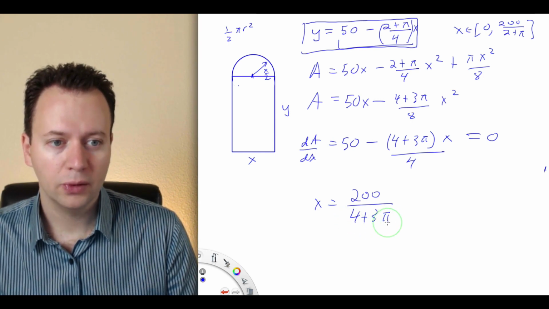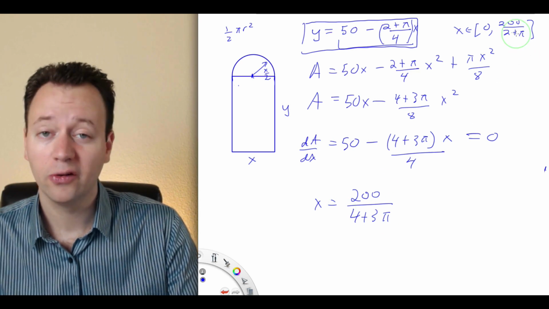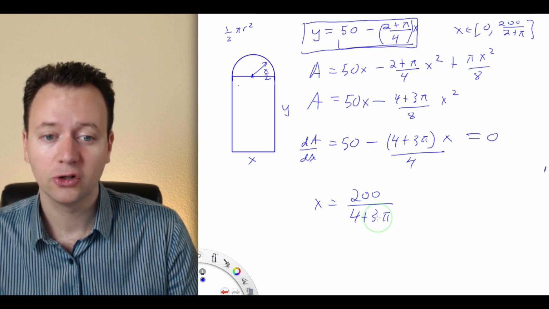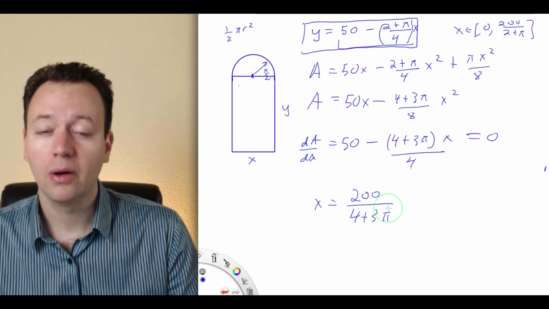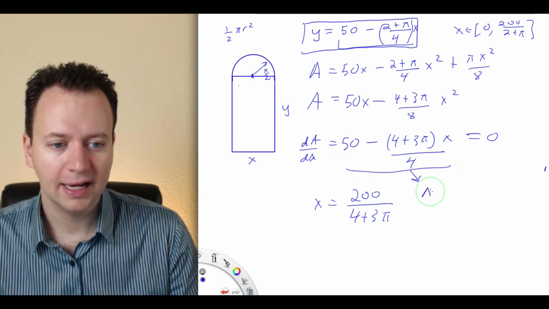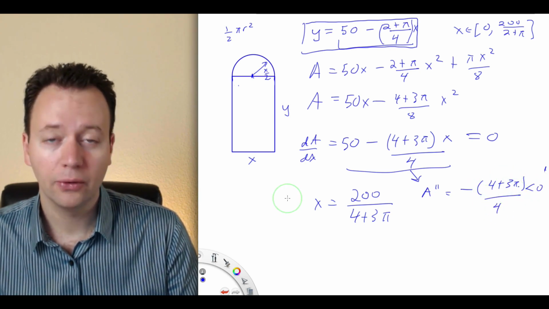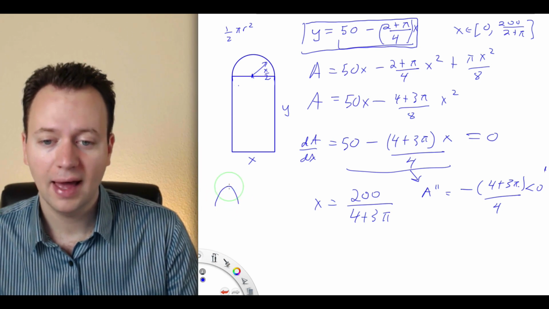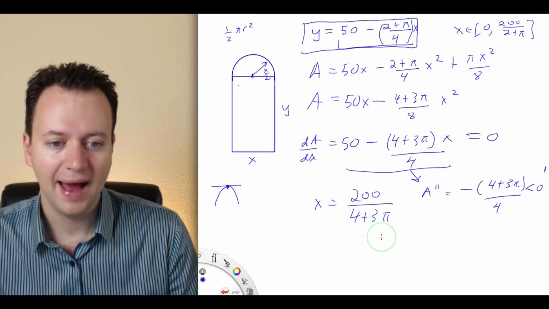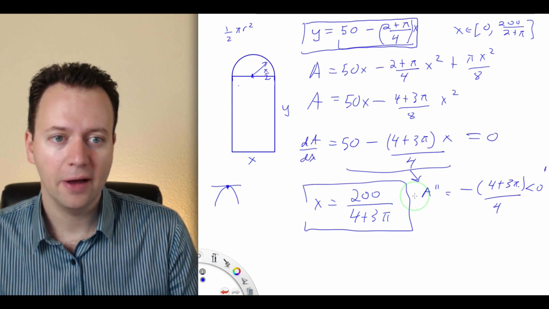Now 4 plus 3 pi is larger than 2 plus pi, so this is smaller than the boundary point of the domain. So this is actually interior to the domain. Now we want to make sure that this is a maximum area, so for that we can take the second derivative of A, which is just minus 4 plus 3 pi over 4. That's less than 0, indicating that the graph is concave down, indicating that the critical point must be a maximum. So this is the x value that will maximize the area.